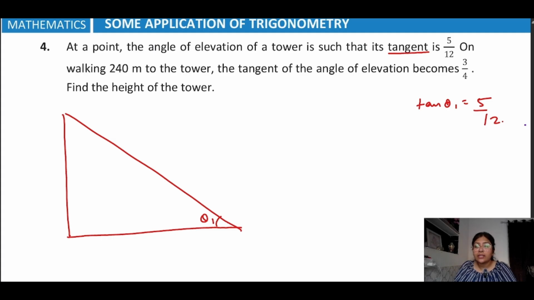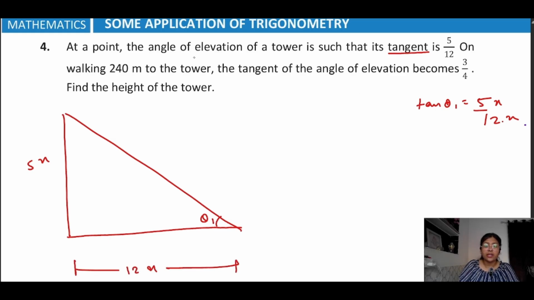We know the tan tells us the ratio of perpendicular over base, and it is a ratio, so the common thing will cancel each other. So we are letting that the perpendicular is 5x and the base is 12x. The first part is done. At a point, the angle of elevation of the tower, this is the tower AB, from the point C, the tan theta is given 5 by 12. On walking 240 meter to the tower means now you are walking towards the base of the tower. How much? 240 meter towards the base.